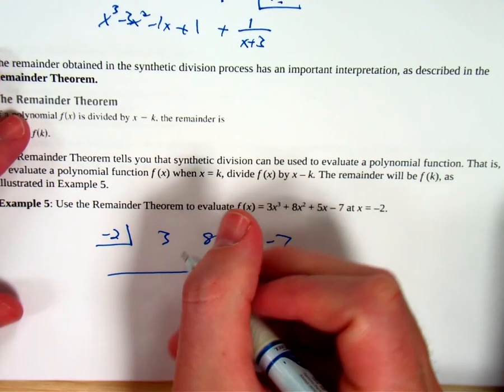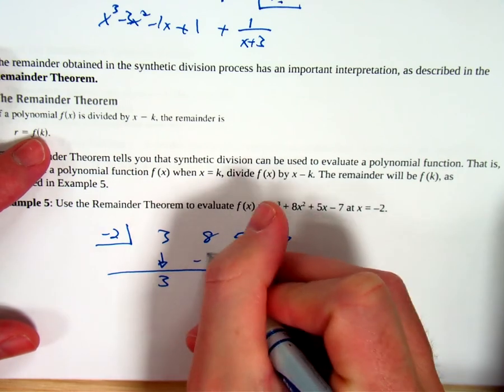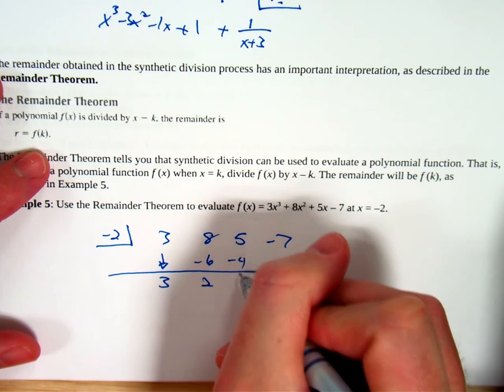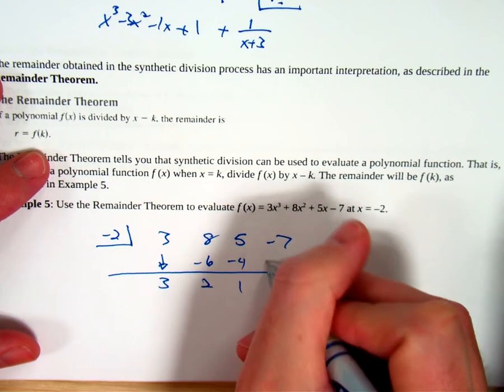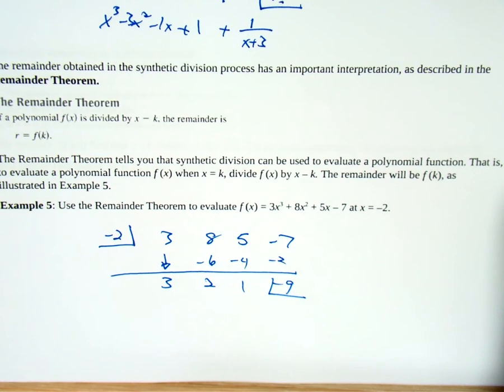All right, welcome back. Let's see how you did. Bring that 3 down. Negative 6. Add down positive 2. Negative 4. Add down positive 1. Negative 2. Add down negative 9. You doubt me? How dare you?